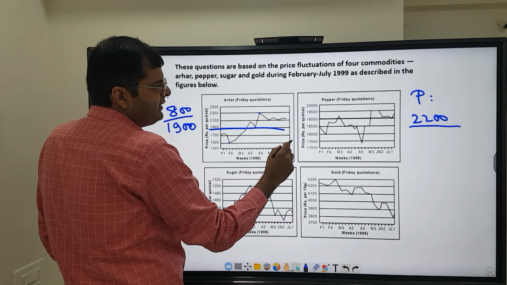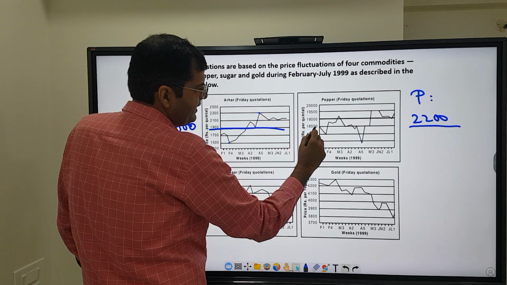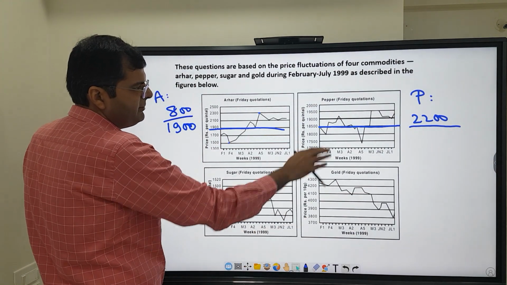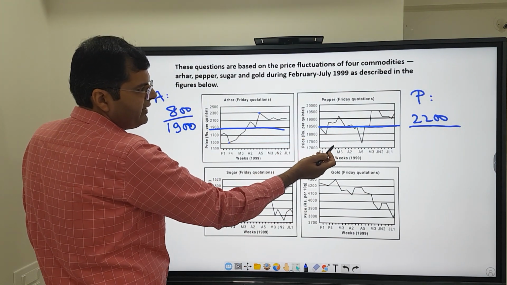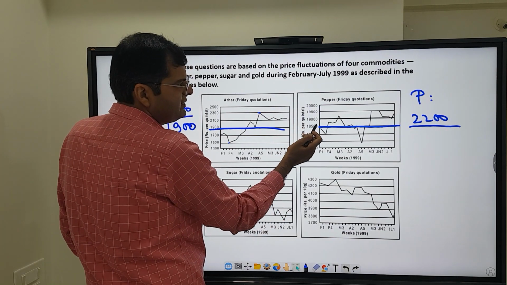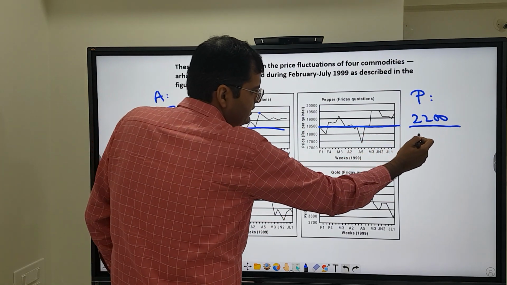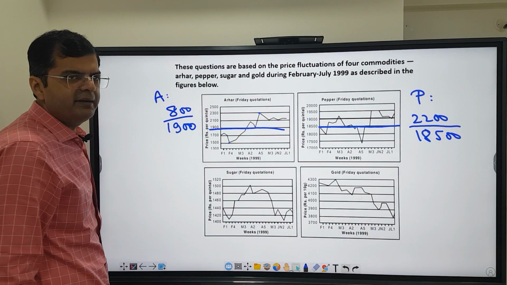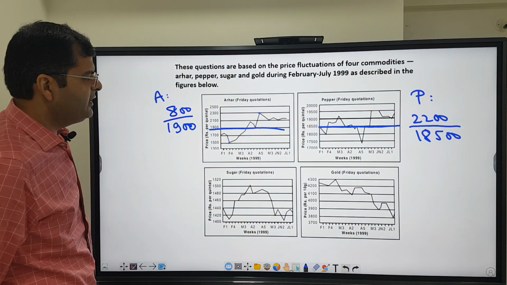And the average, if you look at it, I can take the average at 18,500. If I take a line like this, maybe half the data is above and half the data is below, somewhere like that. It might even be slightly higher than 18,500, but for our purposes, we'll take 18,500. So this is roughly the price volatility of pepper.